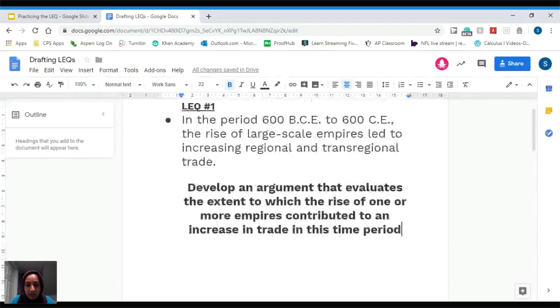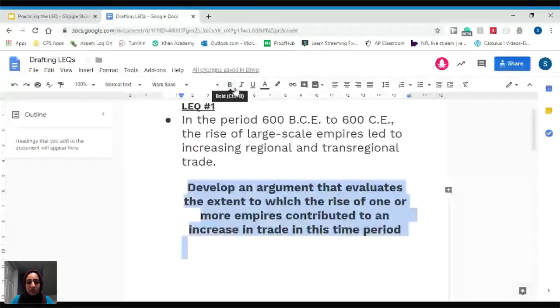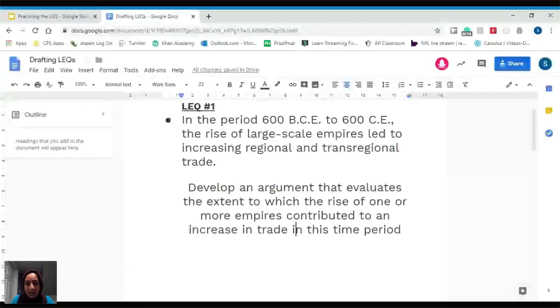So we're going to start with the first step, and that is breaking down the prompt. So right here already, I can see evaluate the extent. So that's what it's asking me to do. Basically, evaluate the extent means how much did something affect the other or contribute to something. So it's basically asking how much. So did empires really contribute to trade in this time period, or was there not much trade in this time period? I can't box here, so I'm probably just going to underline it.